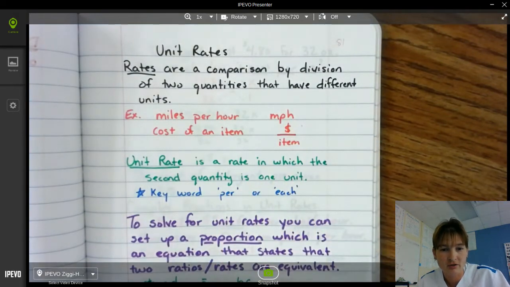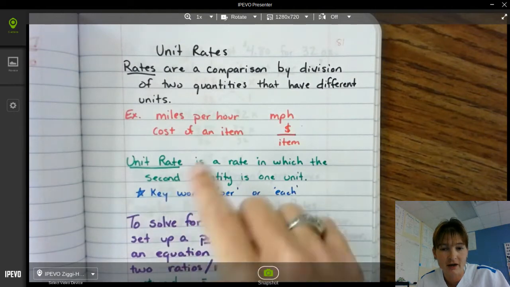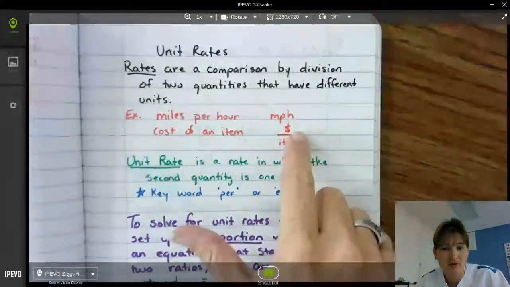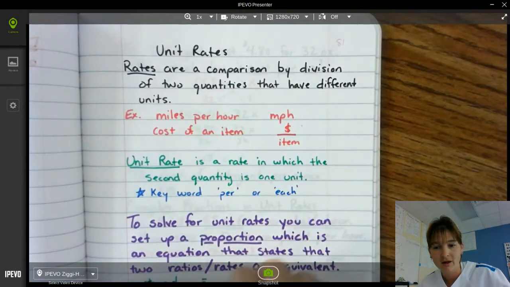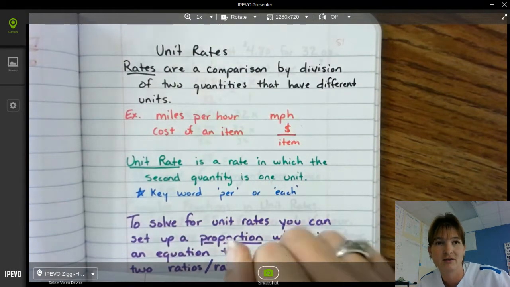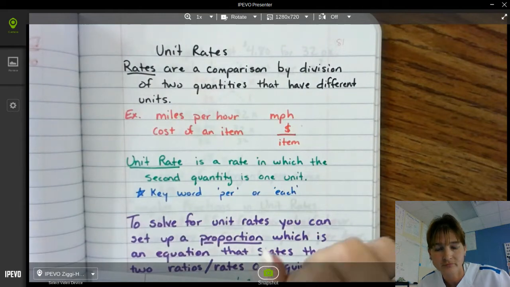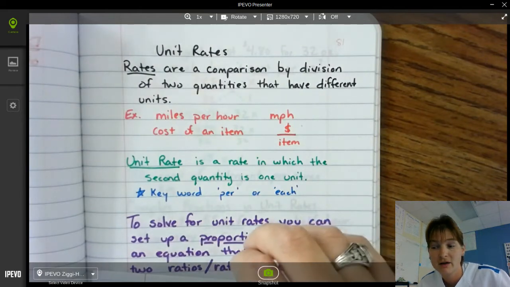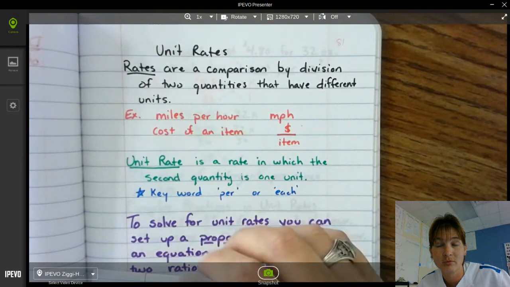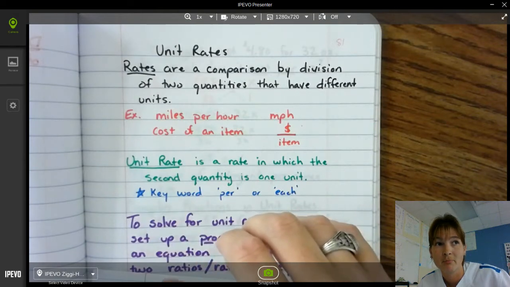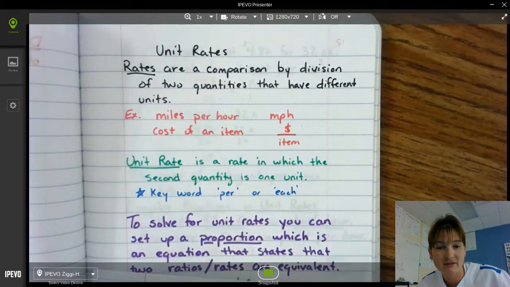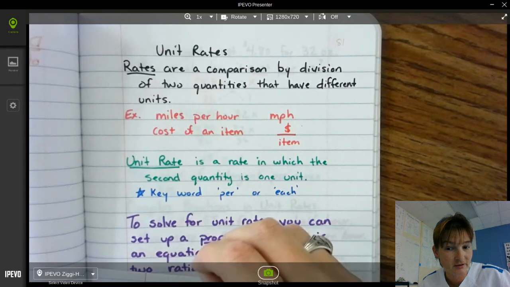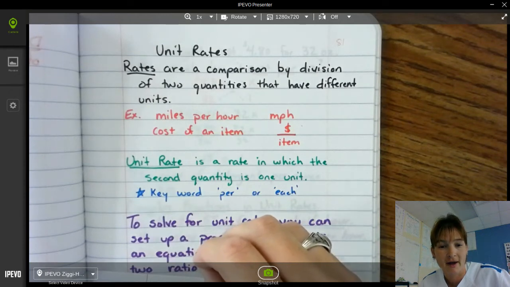When you're looking at cost for an item, it's always written with cost on top and then whatever item you're comparing it to on bottom. I gave examples in class like cost per gallon, or cost for an item, as in going and buying chips. You can get those multi-pack variety packs of chips and you can see how much each bag costs.